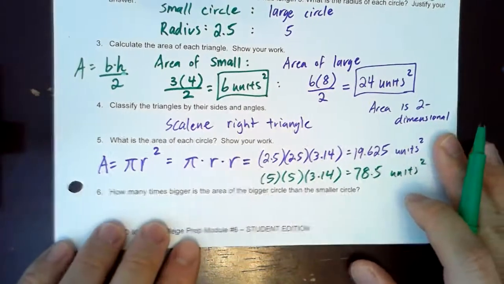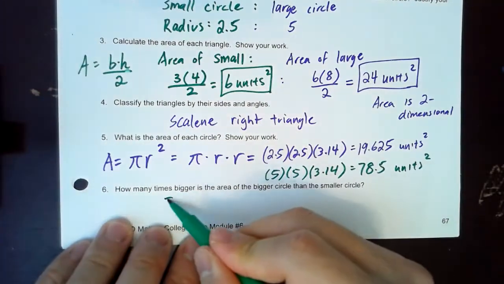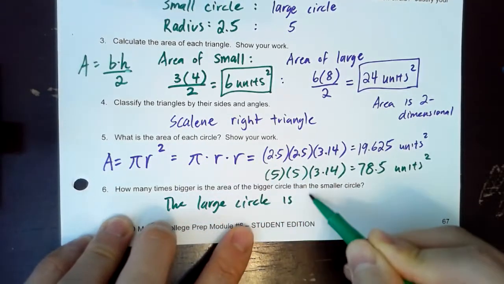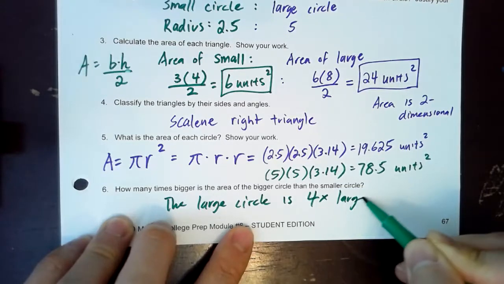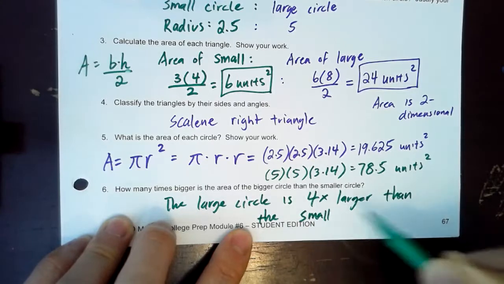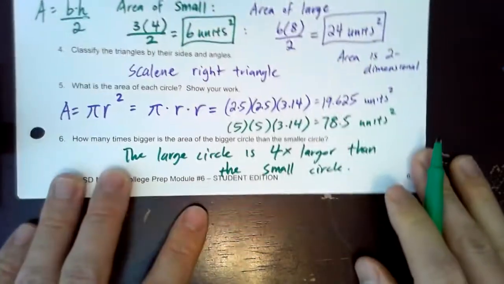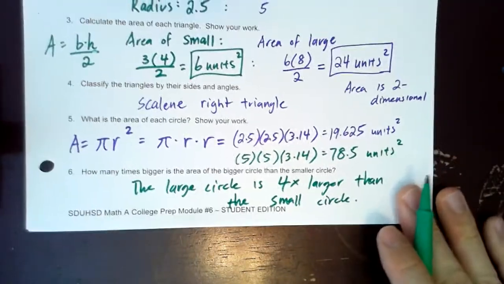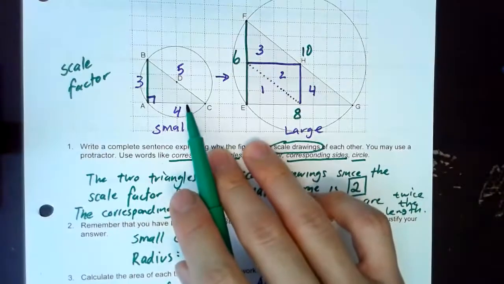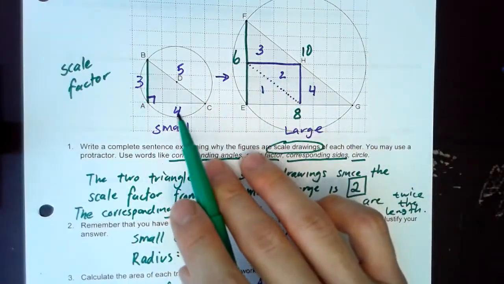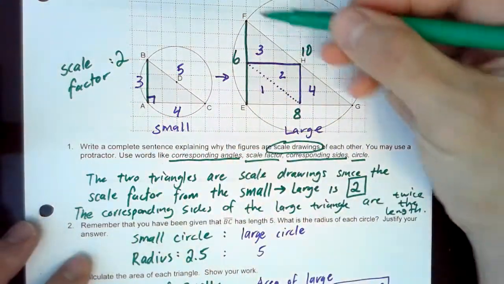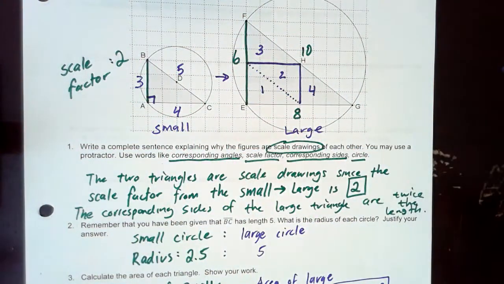How many times bigger is the area of the bigger circle than the smaller? The large circle is 4 times larger than the small circle. Okay. Scale factor was 2. The scale factor, again, for the original triangle was just we used a scale factor of 2 because we wanted to make it 2 times larger. But in fact, the area is 4 times larger when you do that.